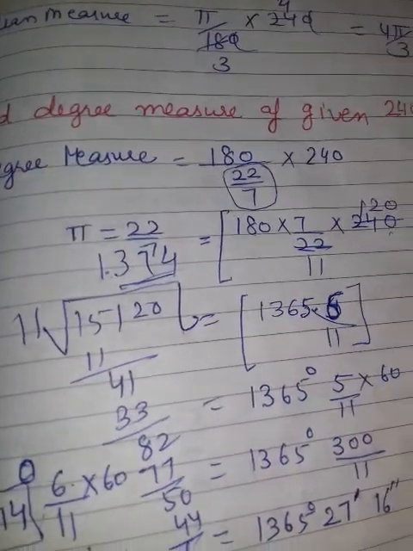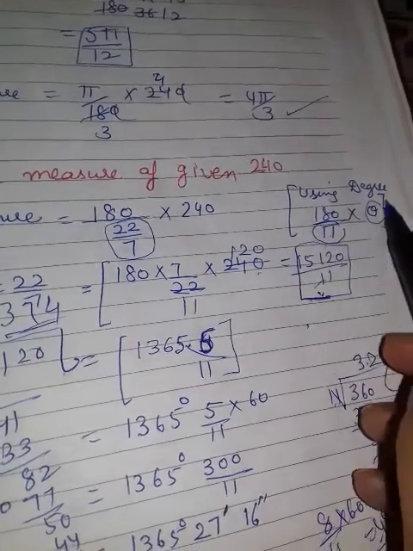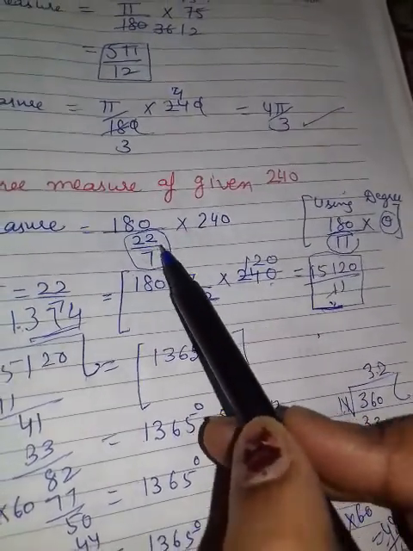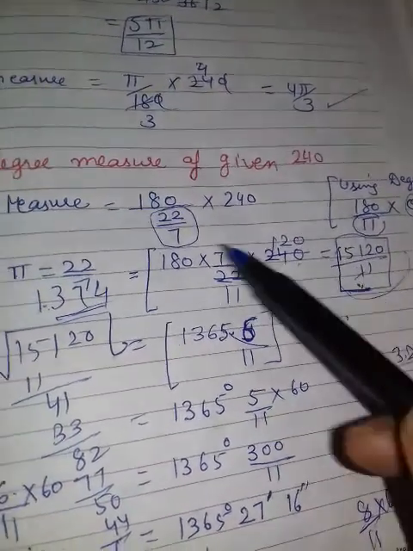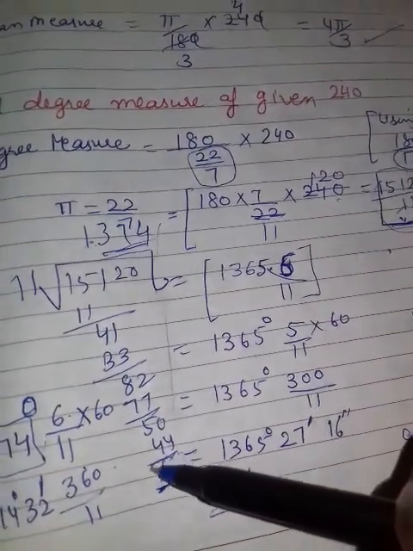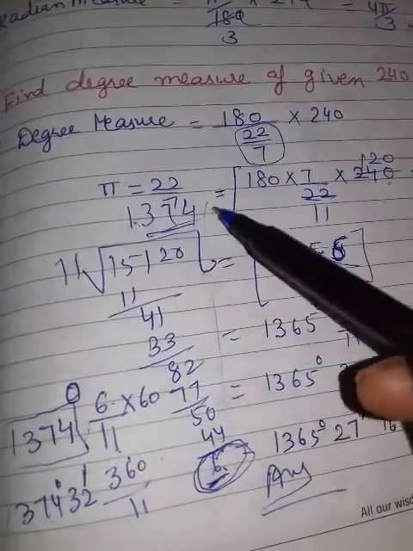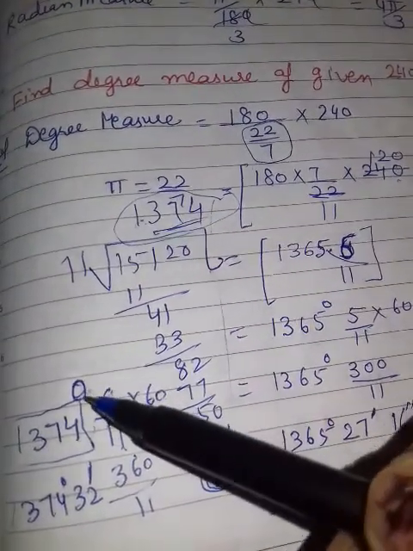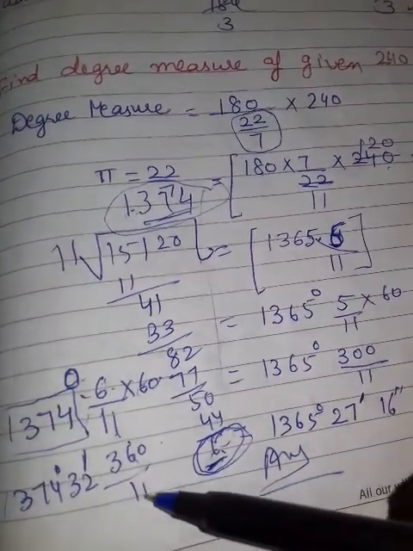Means firstly what will you write? Firstly you will start from this formula. You will change pi into 22/7 and solve it. You are getting this, you will divide up to that. Whenever you are getting a remainder, you will keep it the same there, but the quotient will give you degree. Again you will multiply with 60, then you will again divide.